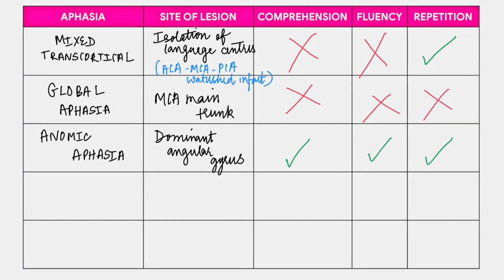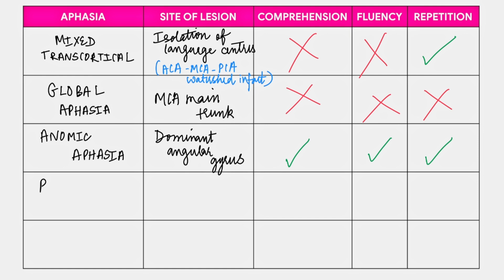Then what exactly is wrong? In anomic aphasia, the person is just losing words. So, for example, the person just won't be able to identify one thing. If you give him a pencil, he'll describe what that is. He'll be like, oh, you use this to write, you use this to draw, and so on. But he just cannot name the object. He cannot tell that it's a pencil. So there's a difficulty in naming. And if you remember this much, I think it's more than enough.